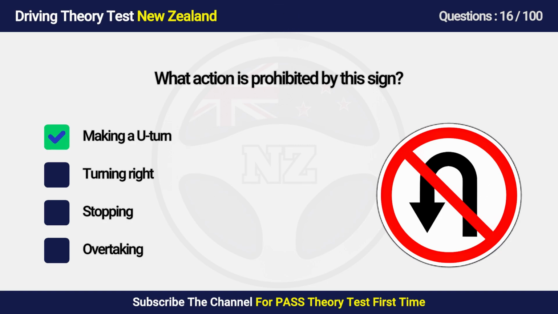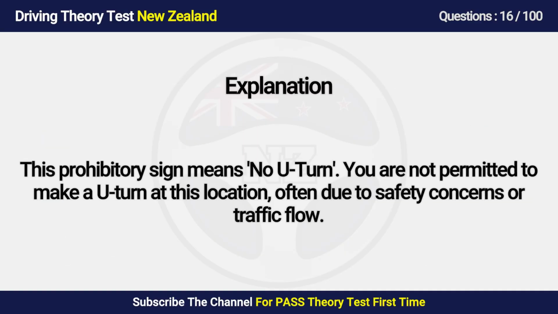Answers is A. Making a U-turn. This prohibitory sign means no U-turn. You are not permitted to make a U-turn at this location, often due to safety concerns or traffic flow.